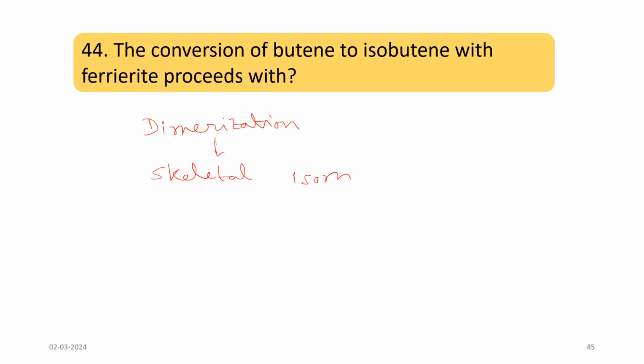So the second one is the skeletal isomerization, and last the selective cracking. Last point is the selective cracking happens to produce two isobutene molecules. So this is the process of using ferrierite.